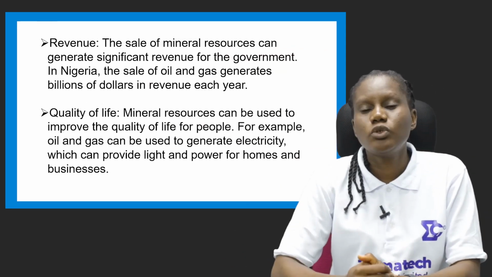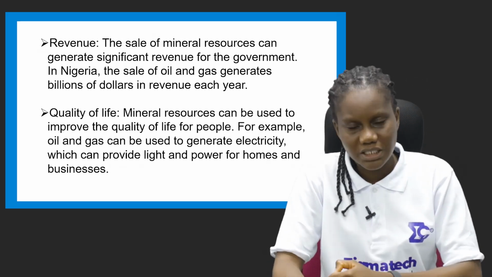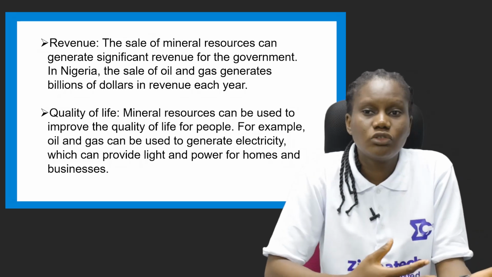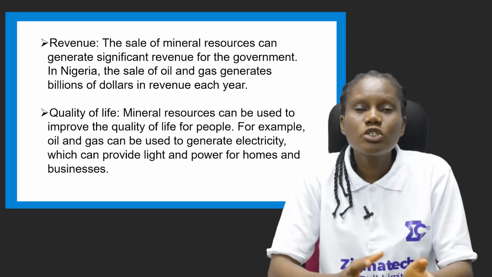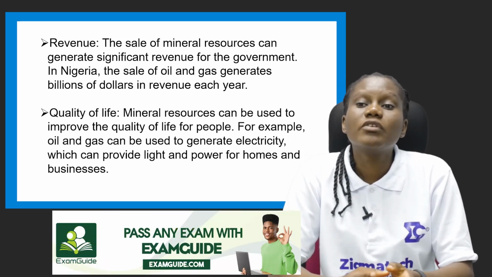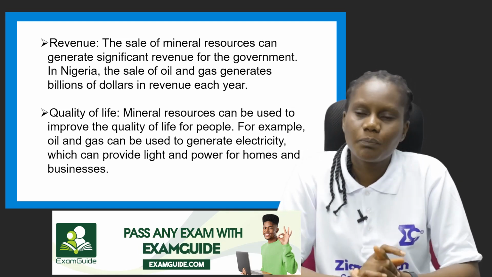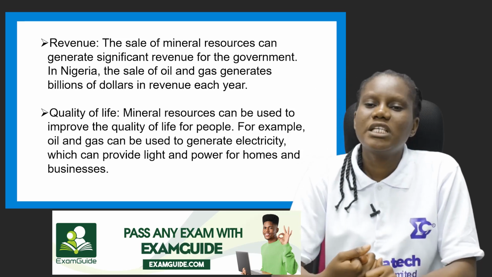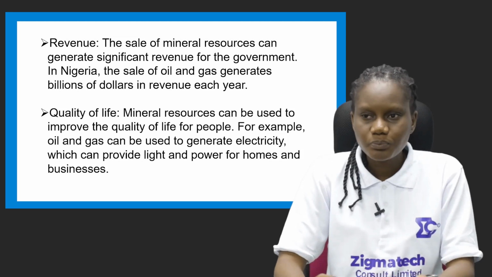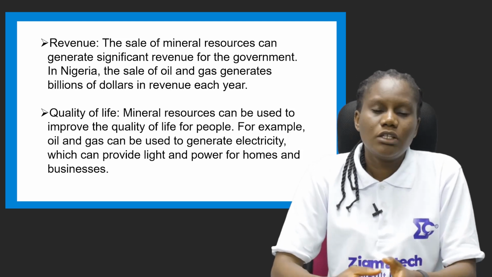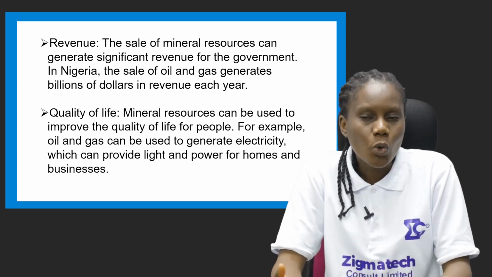The next is revenue generation. The sale of mineral resources can generate significant revenue for the government. In Nigeria, the sale of oil and gas generates billions of dollars in revenue each year. If you check our revenue, you see that the major source of where we get our revenue more is in the oil sector, which is one of the mineral resources. Another is quality of life. Mineral resources can be used to improve the quality of life for people. For example, in oil and gas, you can use it to generate electricity. Okay, so you can use it to provide light and power homes and businesses.